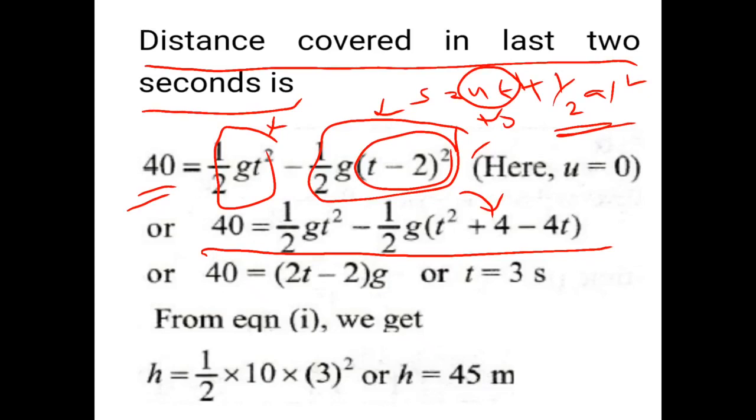So if you simplify these terms, half g t square minus half g t square will be cancelled. So you will get 2t minus 2 into g. Here from this value we can find t is equal to 3 second. T is equal to 3 second may be substituted in the formula h is equal to half g t square. If you substitute it, you will get h is equal to 45 meter. It is the correct answer.